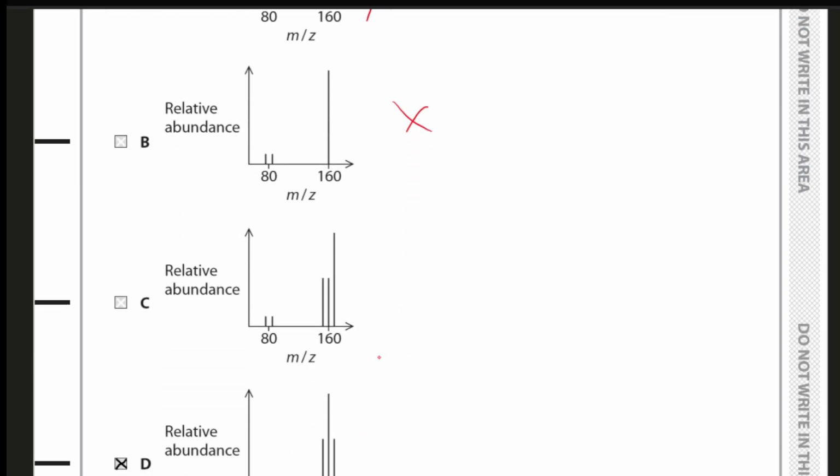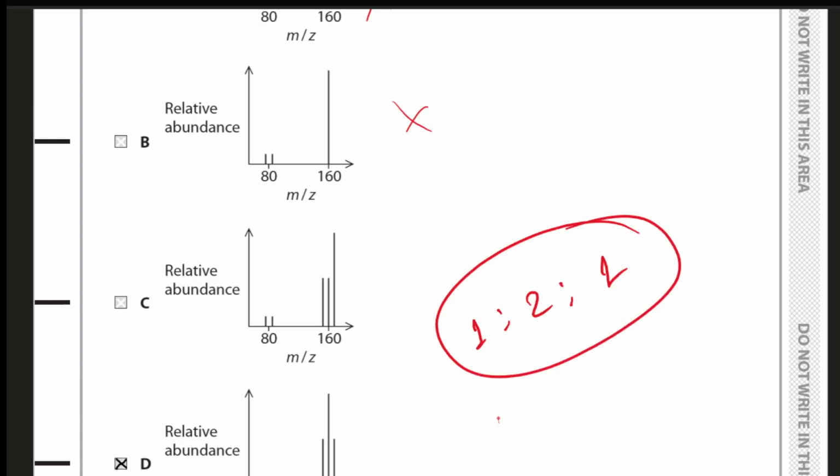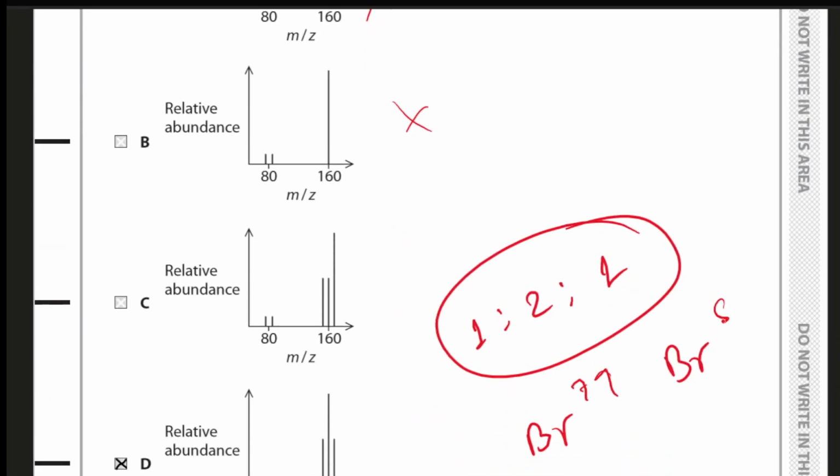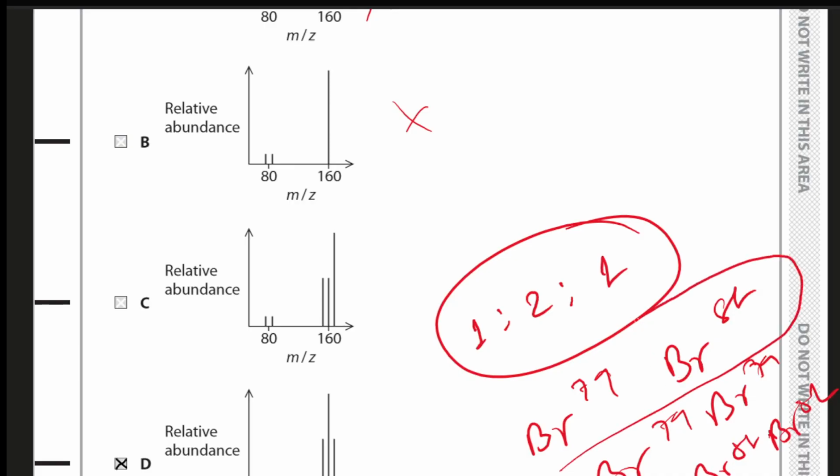Among C and D, if we see the abundance we saw a little while back, it was 1 is to 2 is to 1. That means bromine 79 with bromine 79, then bromine 79 with bromine 81, and then bromine 81 with bromine 81. So obviously bromine 79 plus bromine 81, if you add them up, you get about 160. This is 2 times in abundance compared to the other two. So D is the correct answer.